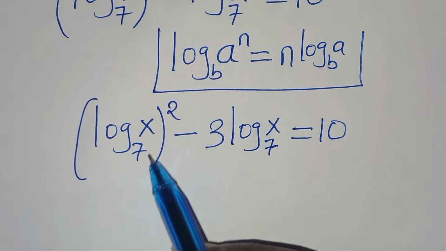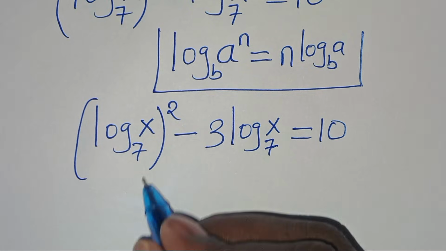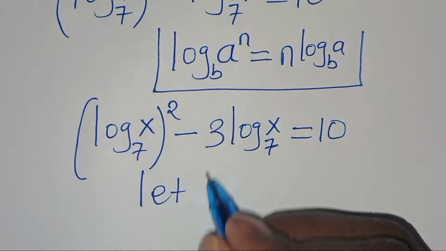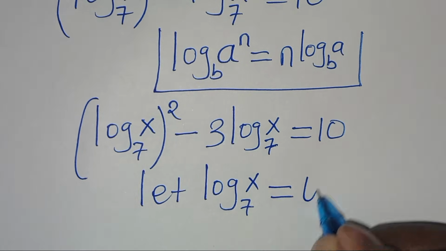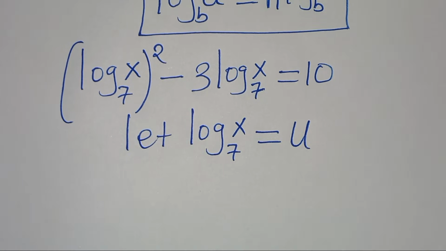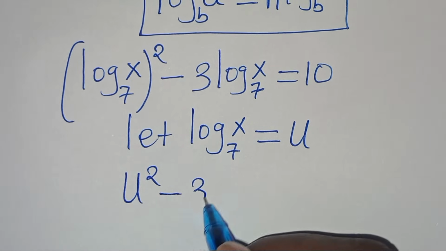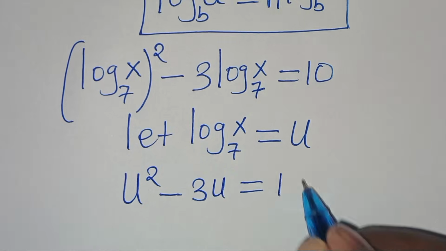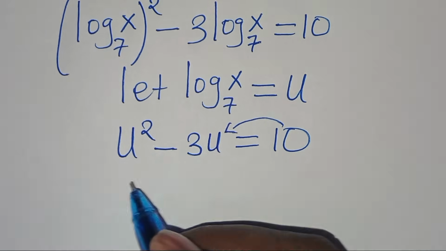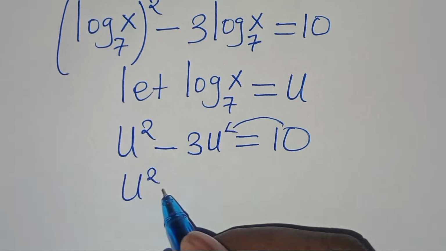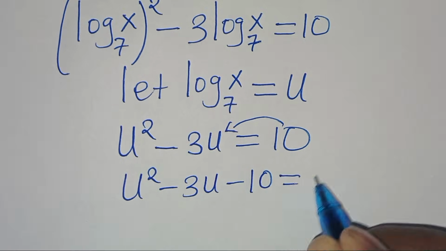We have log x to base 7 and log x to base 7 here. So this means that log x to base 7 is common. So we can let log x to base 7 be equal to u. So let's substitute u so that we have u to the power of 2 minus 3u. This is equal to 10. So let's take 10 to the left hand side so that we have u to the power of 2 minus 3u, subtract 10, equal to 0.